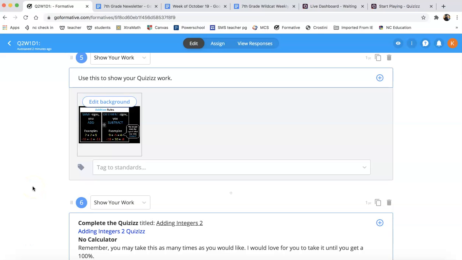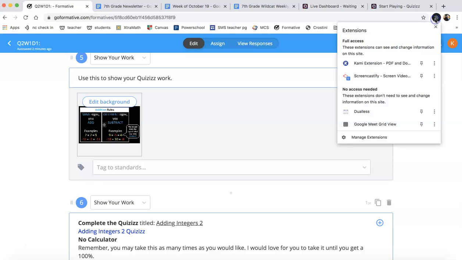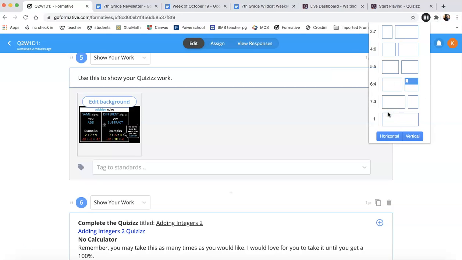In this video, we're going to do a quick review of the adding integers rules, and I'm also going to show you how to use Do List to play the quizzes at the same time as you show your work. So the first thing I'm going to do is click on the extensions puzzle piece, click the Do List extension, and click the 6 to 4 option. I want the 6, which is the larger side of the ratio, to be where I have my work, and this is the page where I have my work.